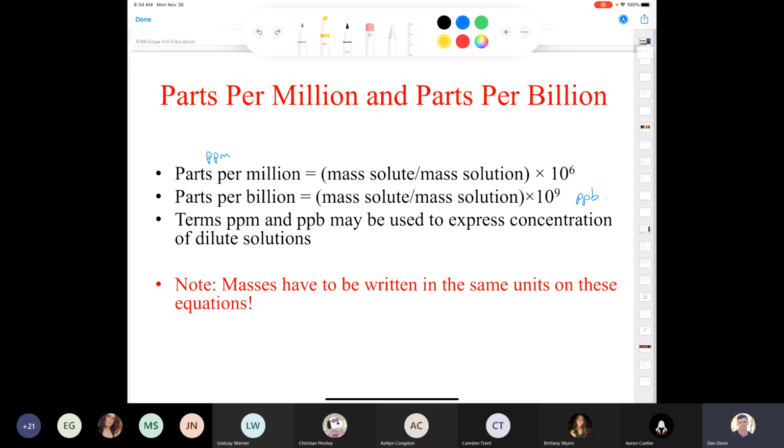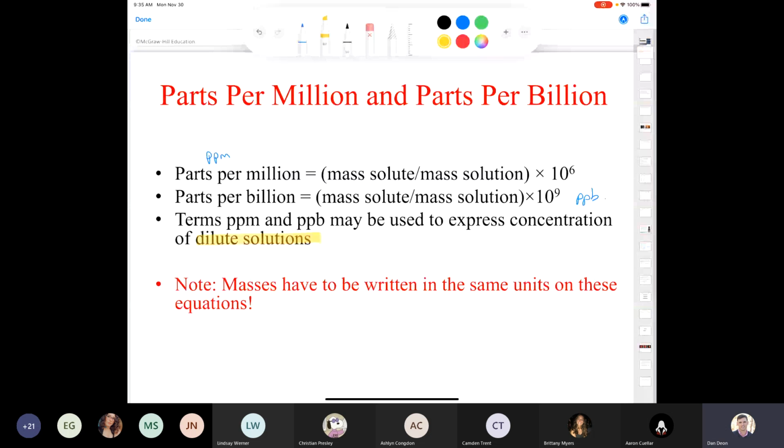Well, the reason ppm and ppb are useful is that if you're looking at something that's extremely dilute, you don't want your concentration in molarity to be 0.0000. You lose track of zeros, right? So it might be handier to express it in ppm or ppb.